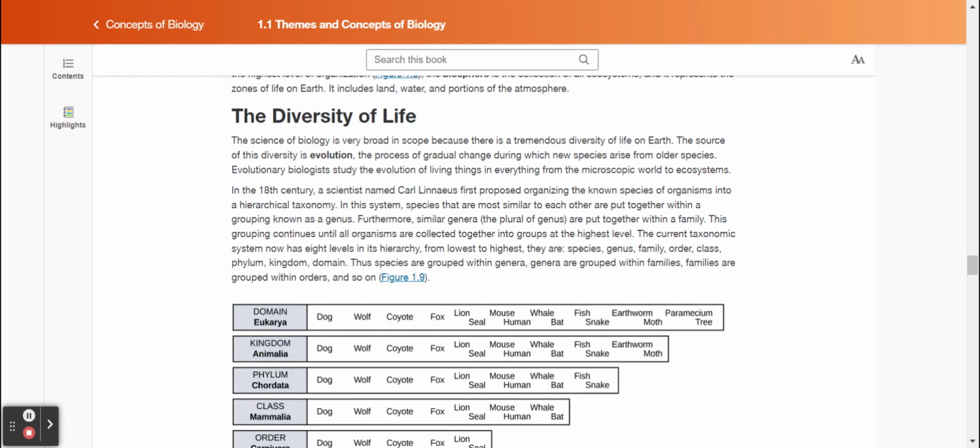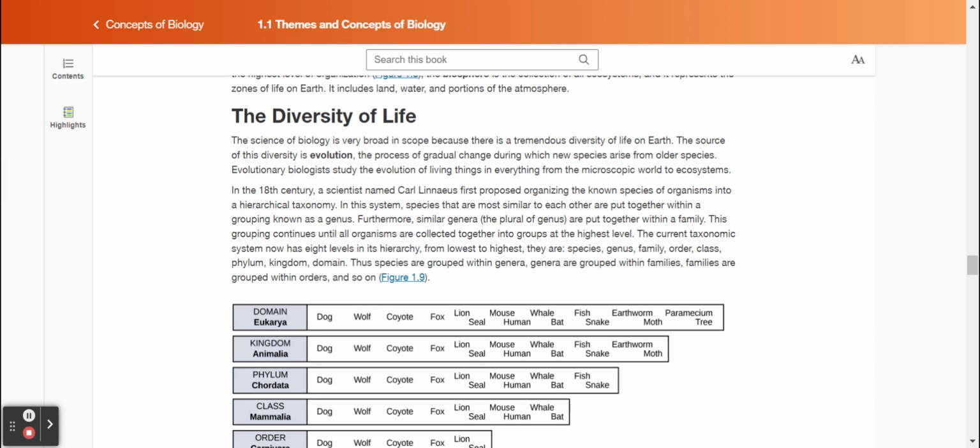The diversity of life. The science of biology is very broad in scope because there is a tremendous diversity of life on Earth. The source of this diversity is evolution, the process of gradual change during which new species arise from older species. Evolutionary biologists study the evolution of living things in everything from the microscopic world to ecosystems.